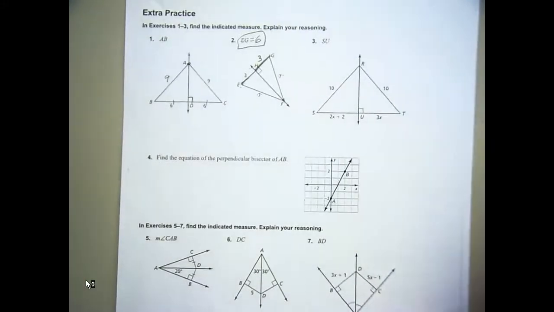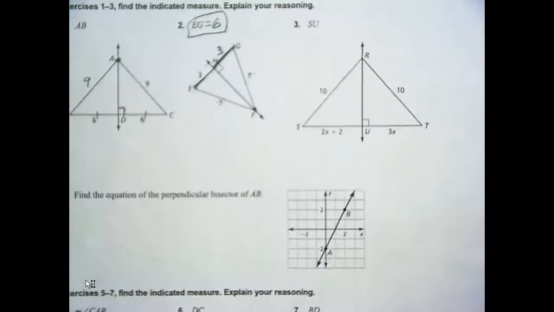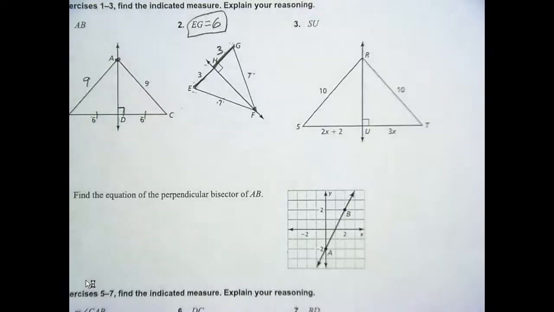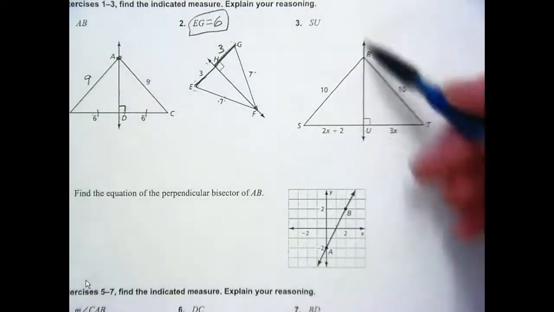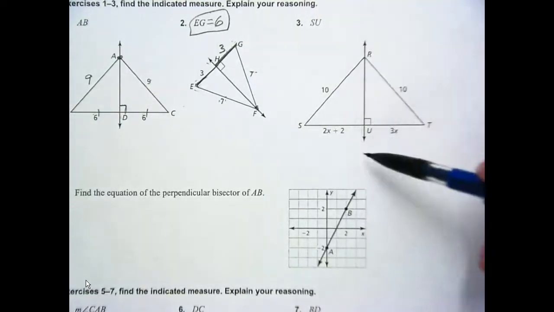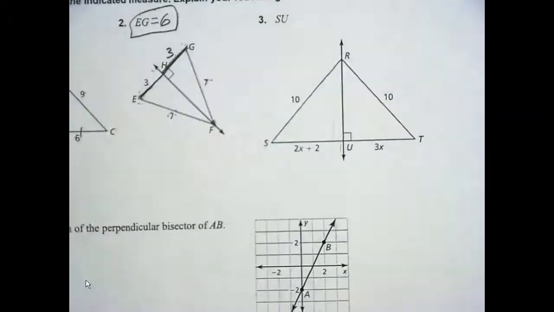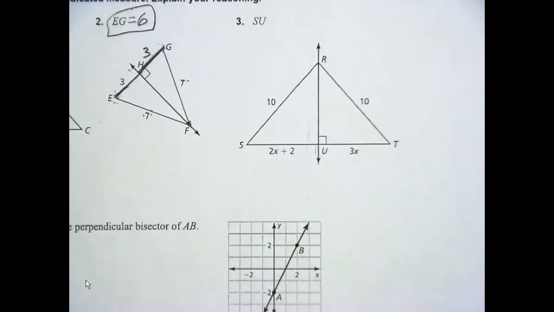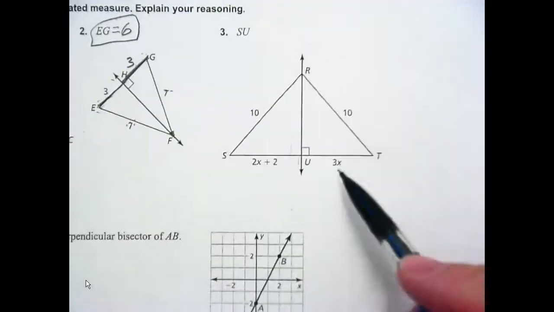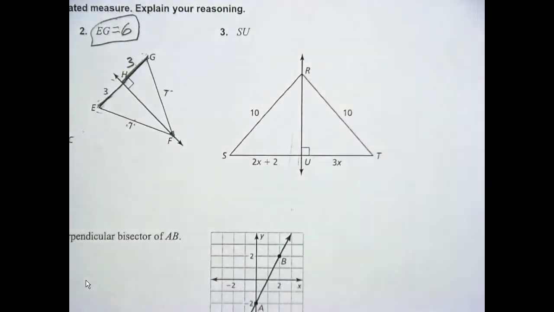Okay, and then the last one, SU, is that a perpendicular bisector? Is RU a perpendicular bisector? Yes? Tell your neighbor how you know. That's not a good reason. Okay, there is a right angle. That means it's a perpendicular line. How do we know it bisects?